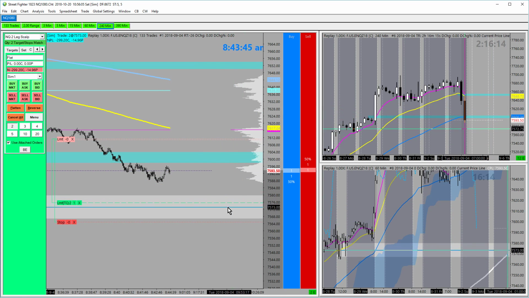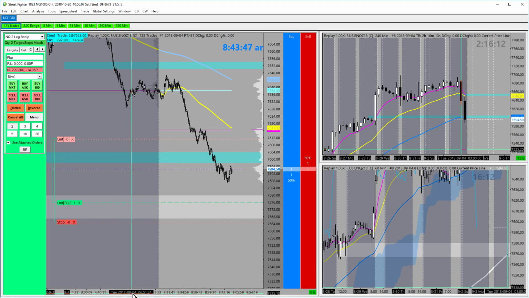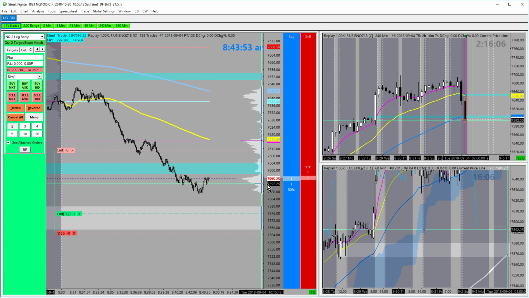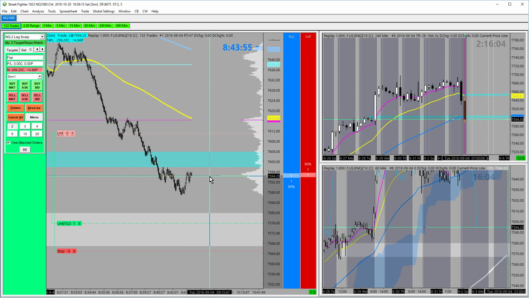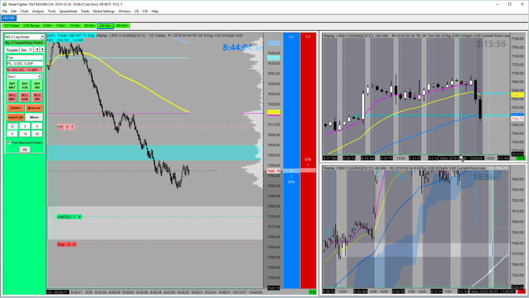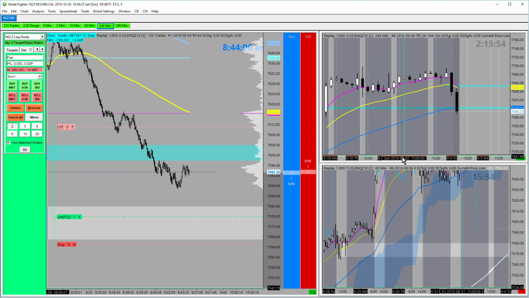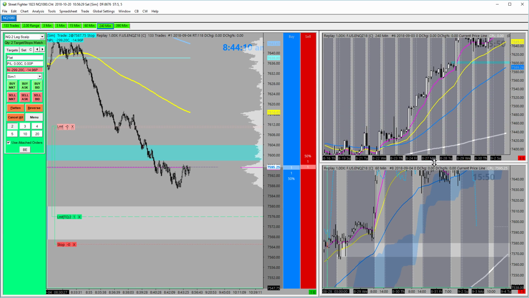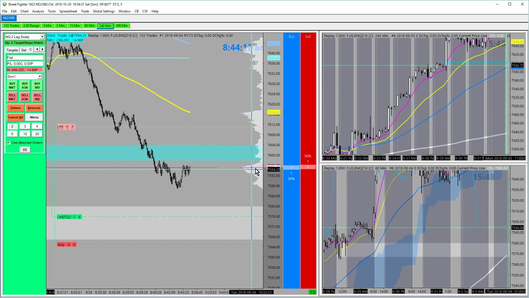But this area, overall, something's got to resolve. We did get up and over this prior thing, so that's technically a little bit of a long signal most days for me. This level, this 50 EMA on the 240, yeah, that's still holding up. Okay, we come back in here.